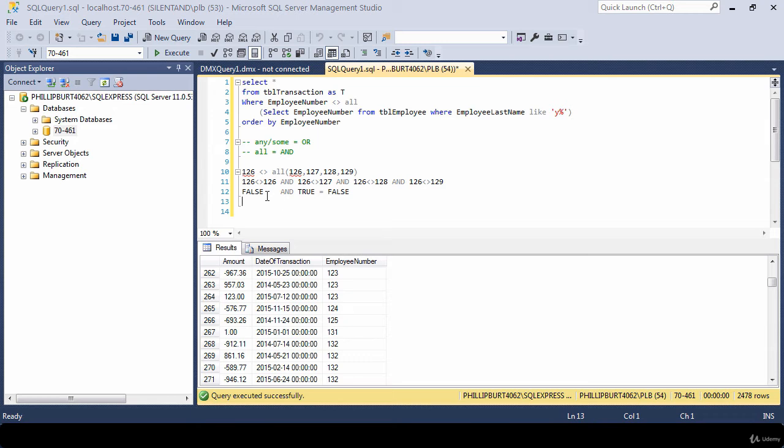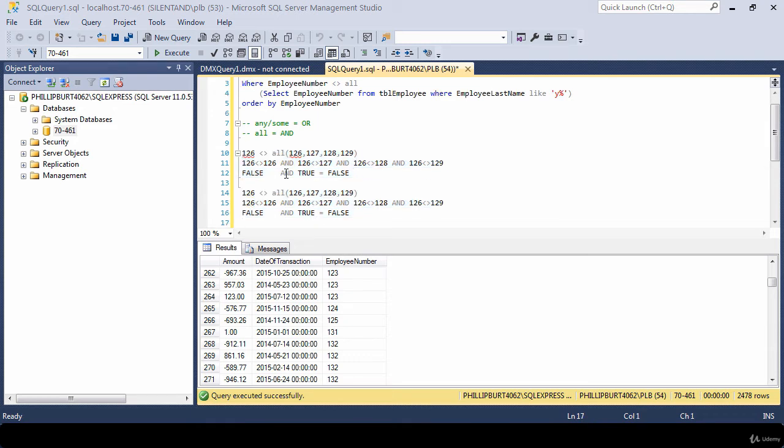Whereas if we use any, then that is the equivalent of an or. And so we're saying, is 126 not equal to 126? That's right, it's false. No, it is not equal, so we get a false. Was 126 not equal to 127? That's true. And so false or true this time equals true. So that's the difference between any, some, and all. Any and some are exactly the same. All is the opposite.